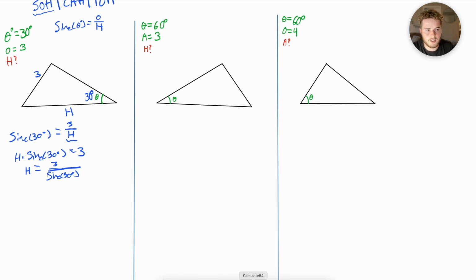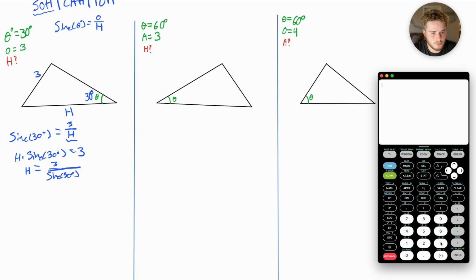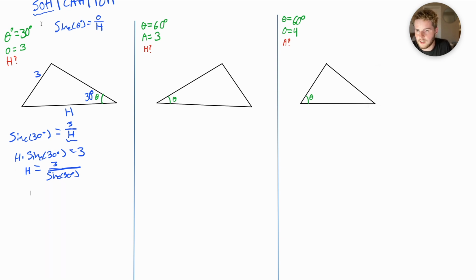You might want a TI calculator. I do have one here that we can use. We're going to do 3 divided by, and I'll put it in parentheses just so nothing messes up here, sine of 30. And you want to make sure you have your calculator set to degree mode and that it's not in radian, which might be the default. Plugging that into our trusty calculator, we have the hypotenuse equals 6 units. So using the information that we were given, we found the hypotenuse length, which is 6 units.